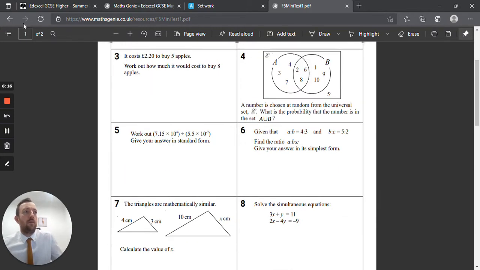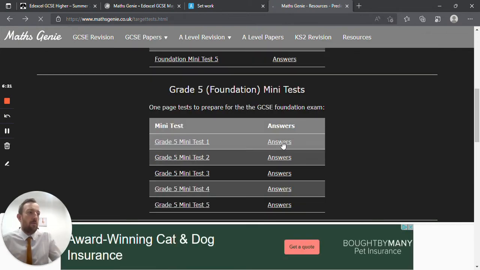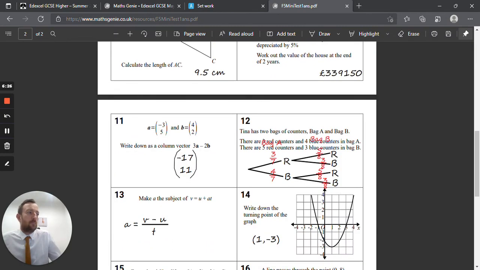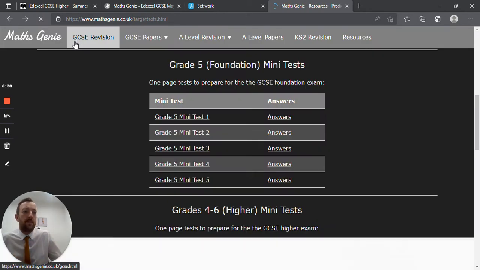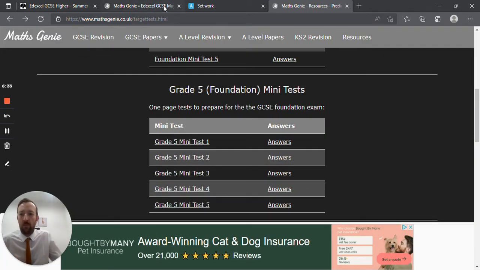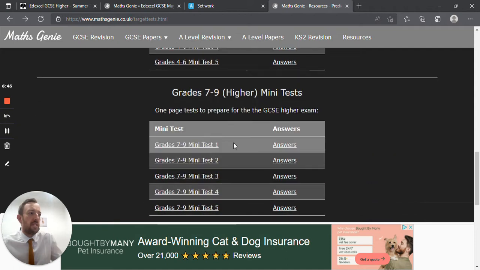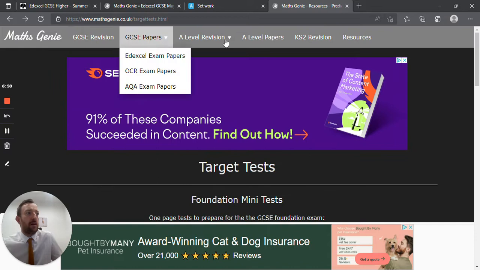Okay, so you can see there's plenty to be doing, and all the answers are there as well, all the worded answers. So there you go, you can see all the answers on there as well. So practice, practice, practice. That's all we need to do for maths. It's that recognition, that understanding which topic it is asking, and then having enough practice behind you to be confident in being able to answer it. There's also some grade 4 to 6 ones, and some grade 7 to 9 tests as well. So that's on Maths Genie.